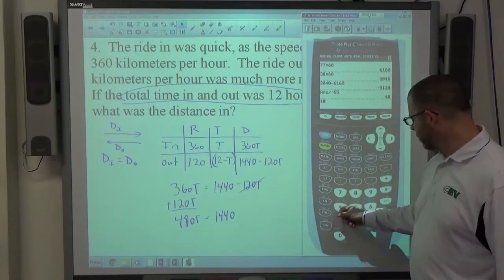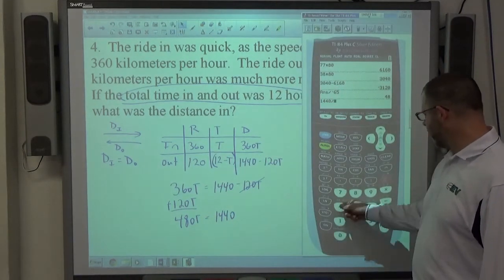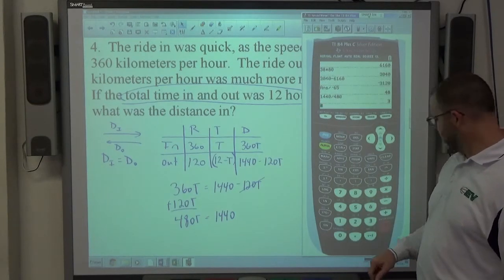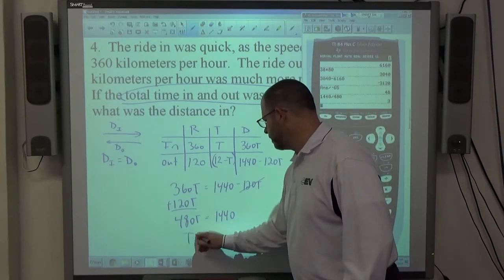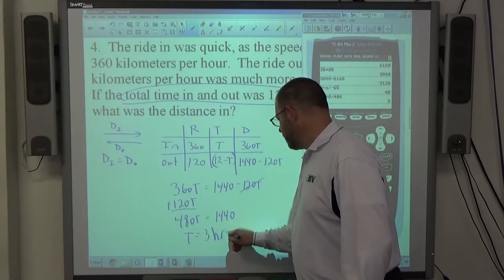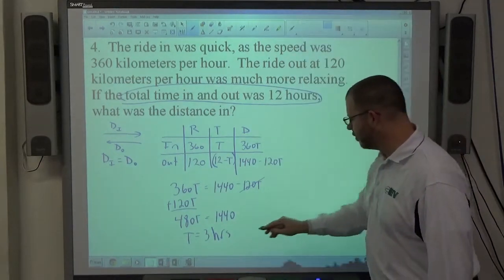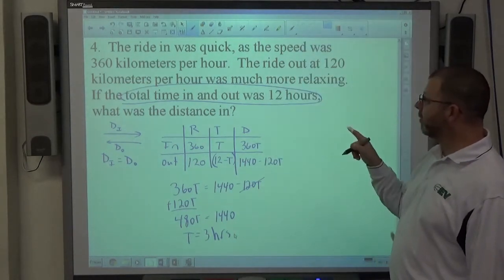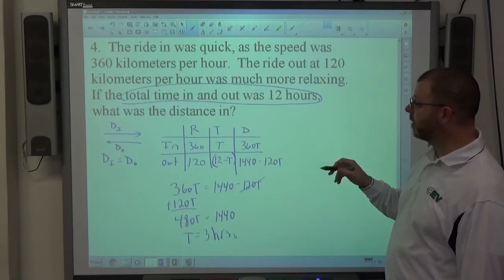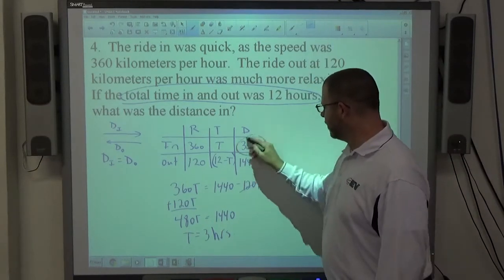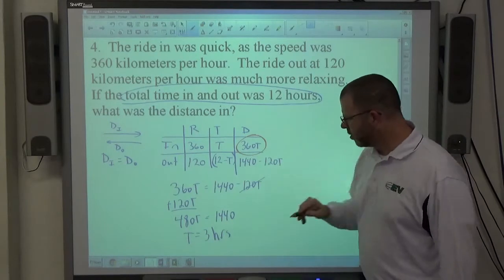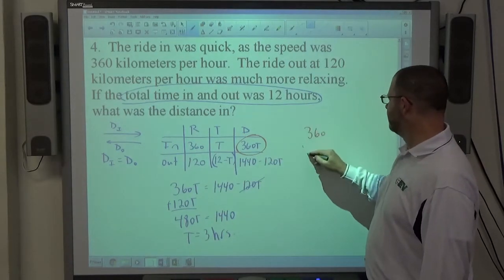We take 1440 divided by 480. It says t equals 3 hours. Again, on all these problems, be careful to answer the question. The total time in and out was 12 hours. What was the distance in? Distance in is 360t. So we take 360 times 3.